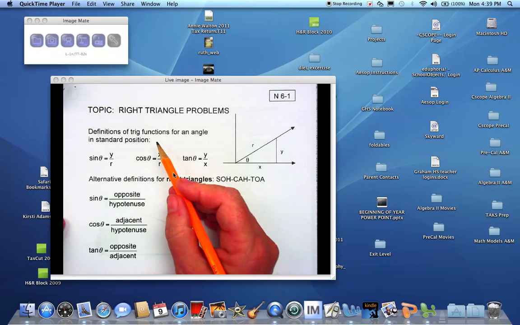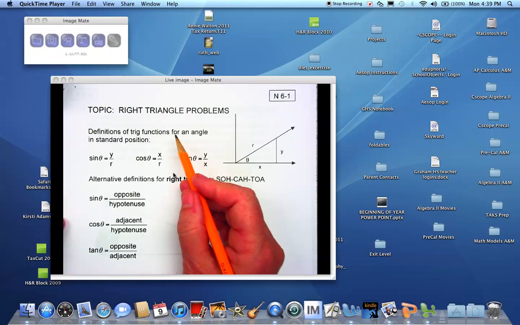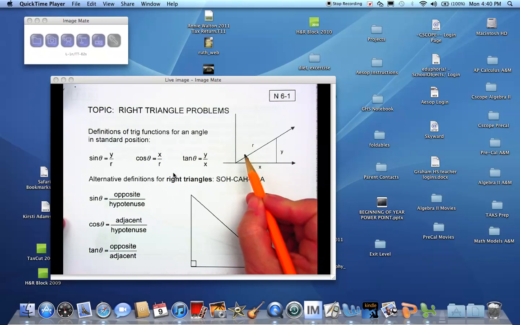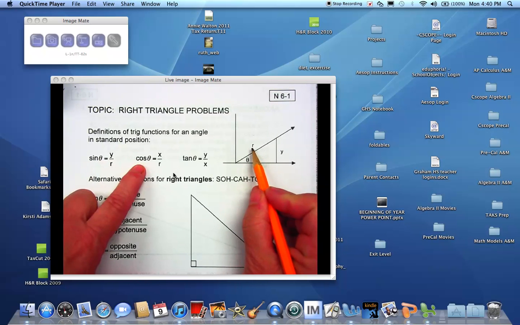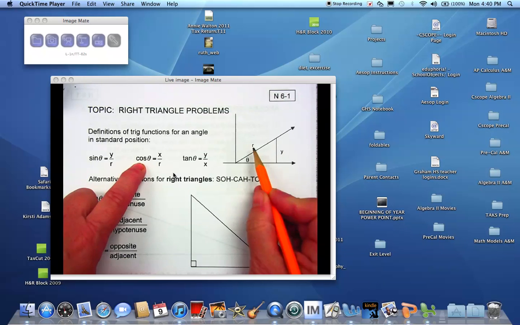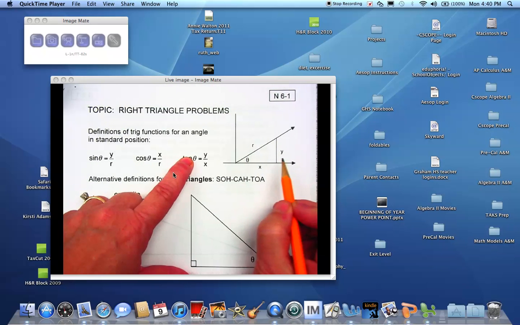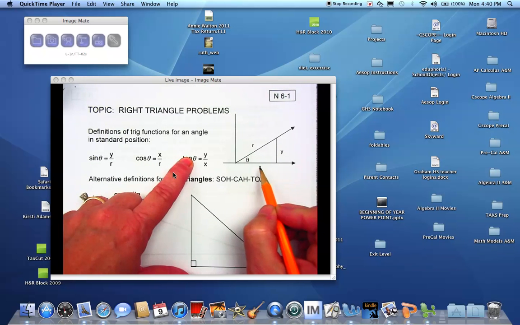Okay, we learned the definition of trig functions for an angle in standard position, like this angle right here is theta. We know the sine of theta is y over r, and that the cosine of theta is x over r, and that the tangent of theta is y over x. That's how we learned it.